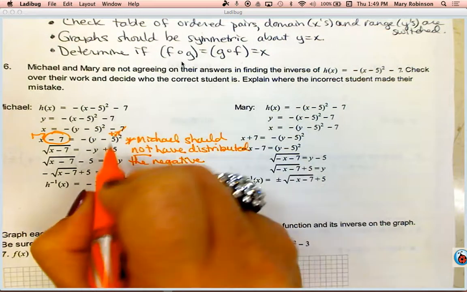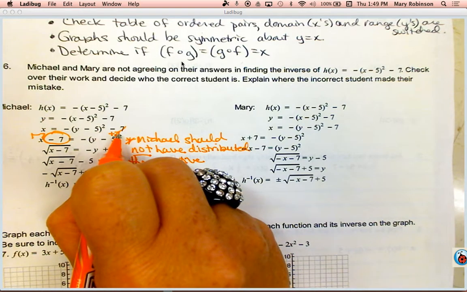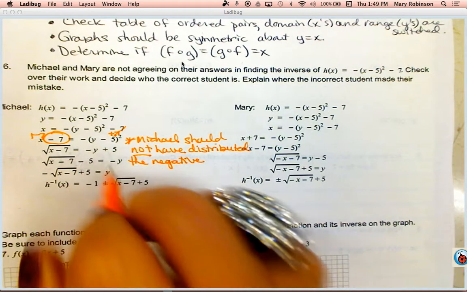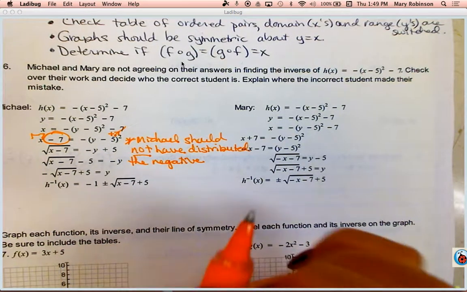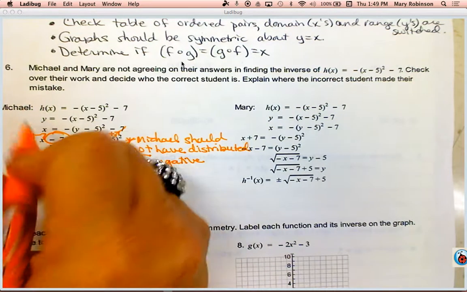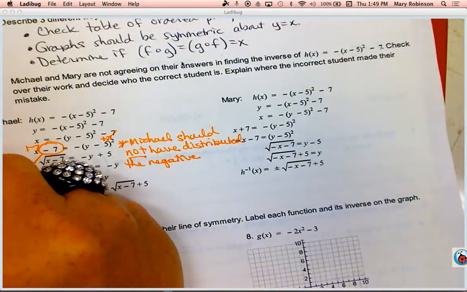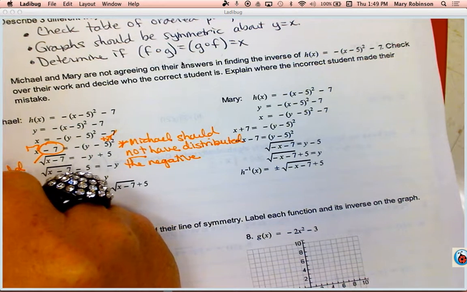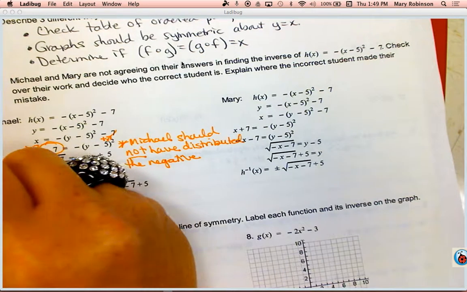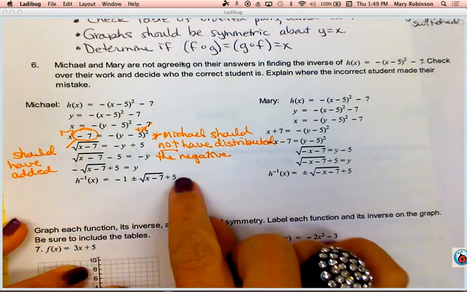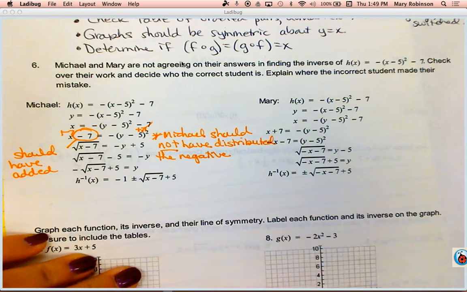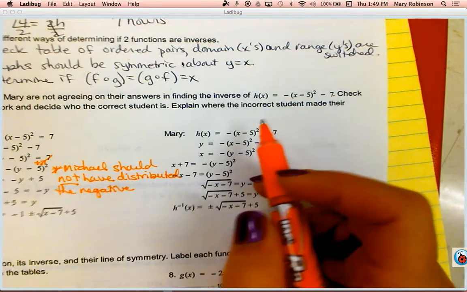The reason why is because order of operations says you have to square before you multiply, and distributing is multiplication. So that's an incorrect step also. He just messed that one up. He messed up here, he should have added there, and Michael should not have distributed the negative here. That's not correct either. So let's go over here and compare Mary's work.